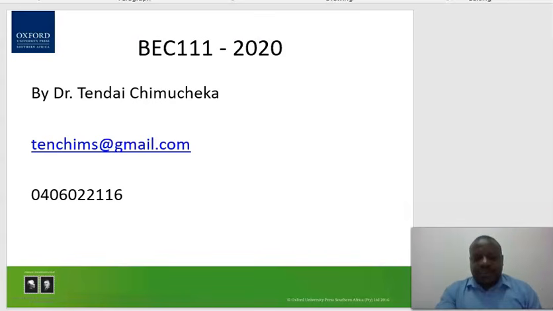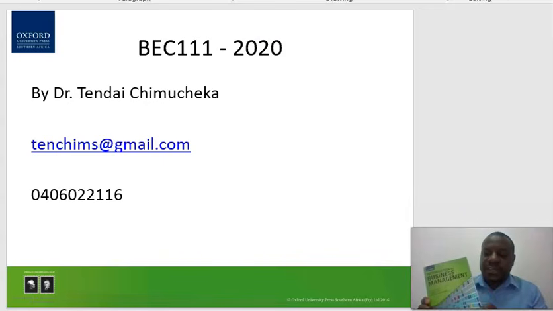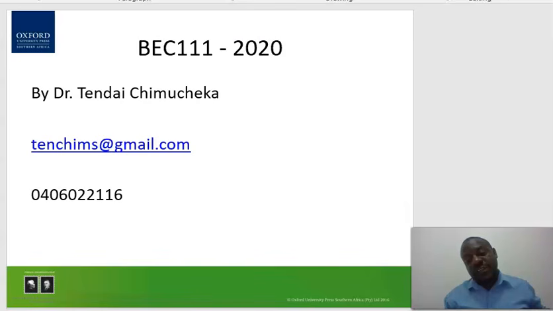You will also see that I'm using material that we got from Oxford, which is obviously from the prescribed textbook. So in as much as there are many textbooks that may cover the content that we are going to be looking at, it is important to also remember that there is a prescribed textbook. It's the 10th edition of this book. I'm sure if you look also in your learning guide, you'll find the details of the textbook.